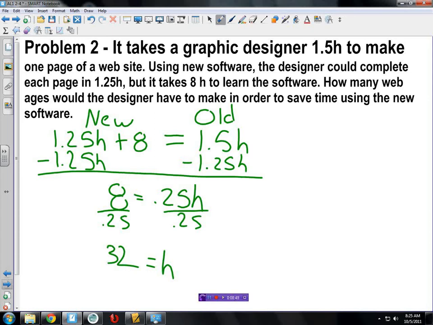I used H, which was kind of a bad variable, because what are we measuring? This isn't hours, is it? Yeah, pages, right? How many pages did we make? So I probably should have used page or P or something instead of H. But that's 32 web pages. So he has to make 32 web pages for them to be the same, right? Same amount of time. If he makes less than 32, the old software will be quicker. If he makes more than 32, the new software will be quicker. Okay.